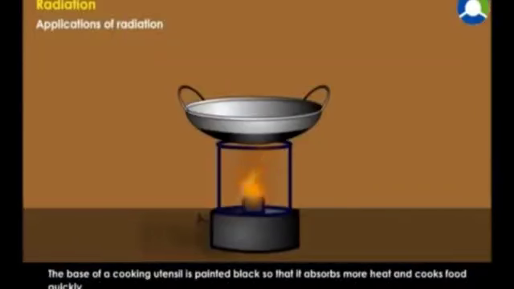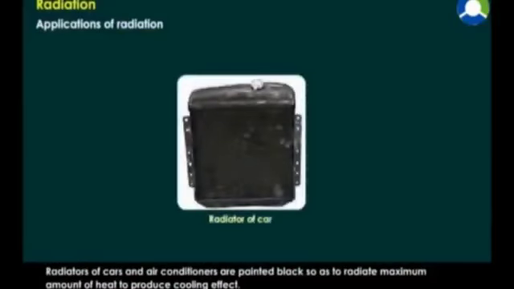The base of a cooking utensil is painted black so that it absorbs more heat and cooks food quickly. Radiators of cars and air conditioners are painted black so as to radiate the maximum amount of heat to produce a cooling effect.